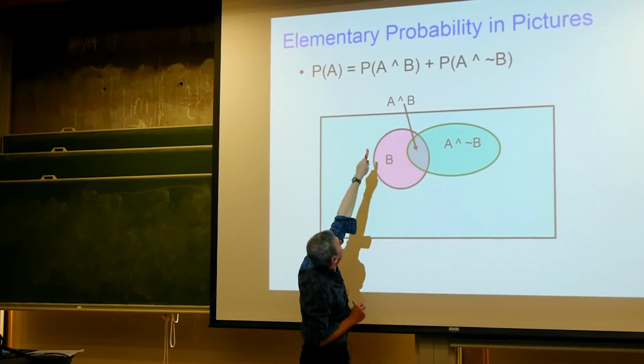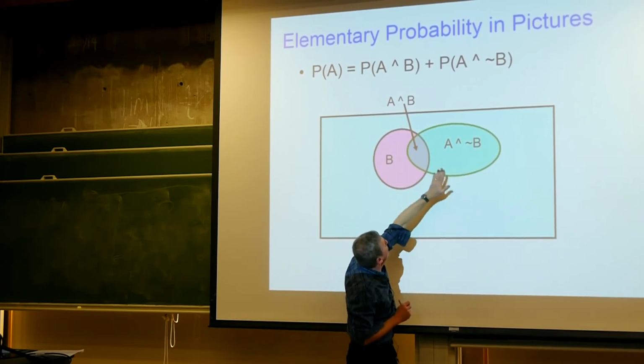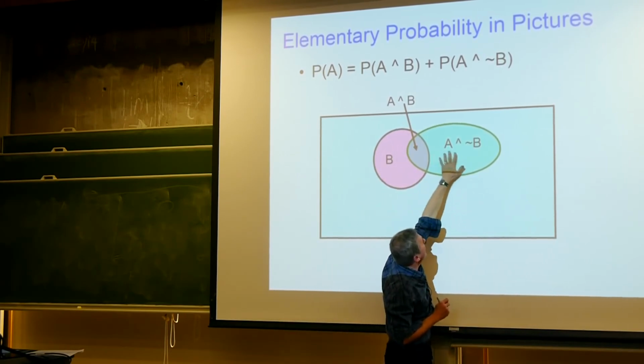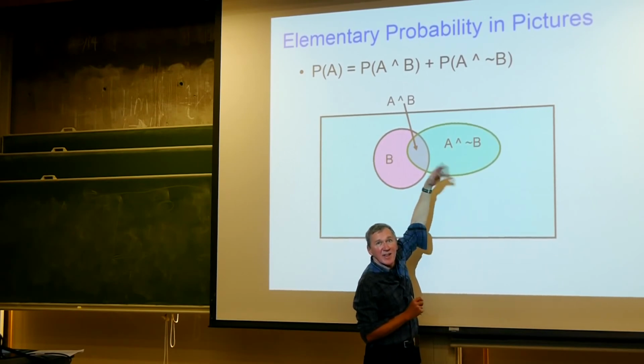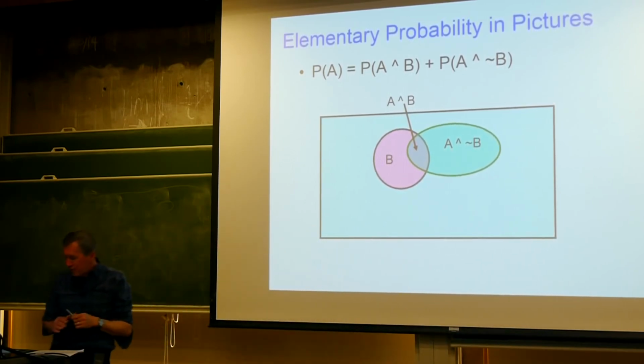Well, that's just the probability that A is true and B is true, which is this region, plus the probability that A is true but not B, which is that region. And so here in pictures, it's very easy to see the intuition behind that proof.